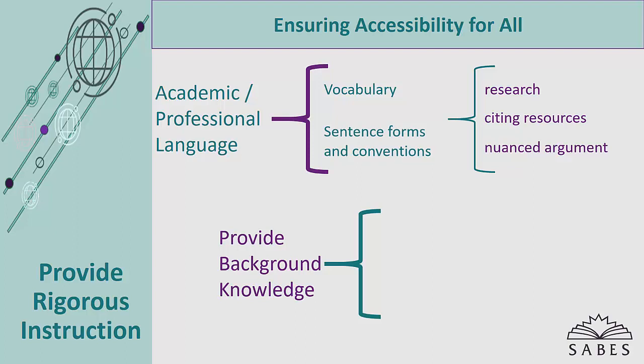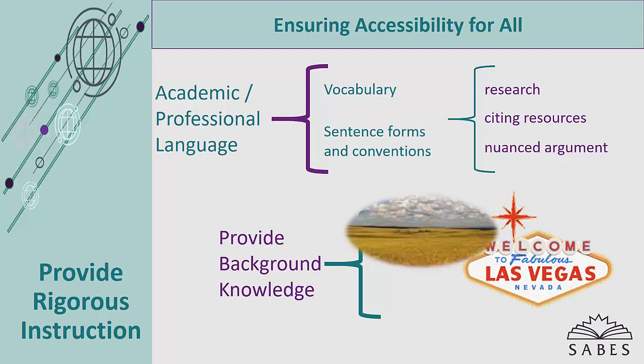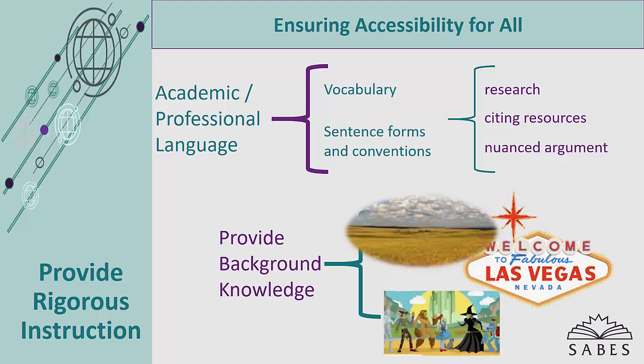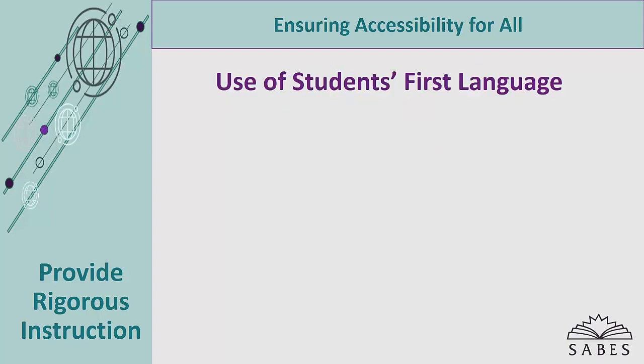They provide background knowledge where it might be missing for someone new to the U.S., for example, pictures of places that are referred to in a reading, Midwestern Plains or Las Vegas, or a cultural reference like from The Wizard of Oz, for example. They may also take students on a field trip at the beginning of a unit, for example, to the community college or local library, so that students have a visual image, such as a point of reference, to access new information.